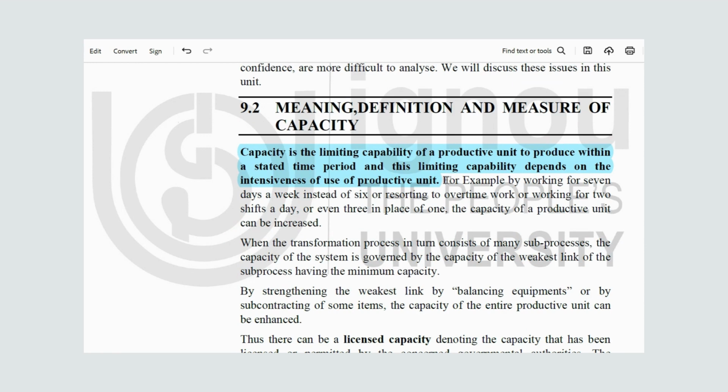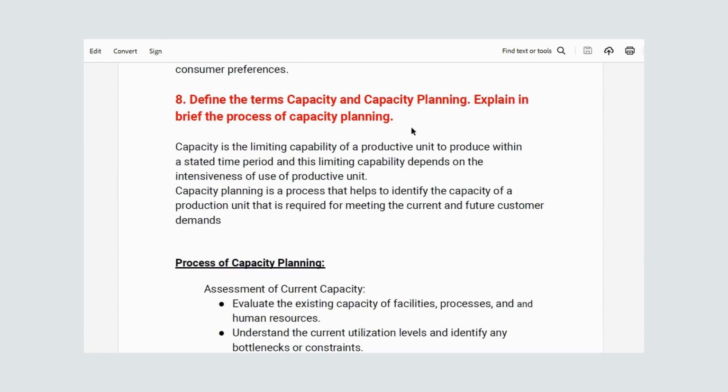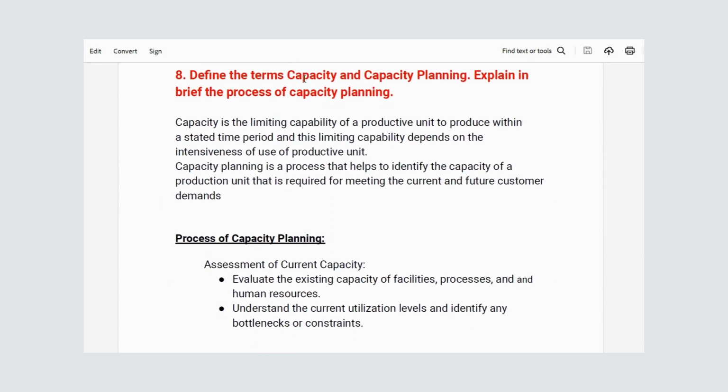It is the limiting capability of a productive unit to produce within a stated time period, and this limiting capability depends on the intensiveness of use of the productive unit. Let's see the note that I have prepared. So what do you mean by capacity? Firstly, we have to explain what is capacity, and then we have to define what is capacity planning. Capacity is the limiting capability of a productive unit to produce within a stated time period, and this limiting capability depends on the intensiveness of use of the productive unit.